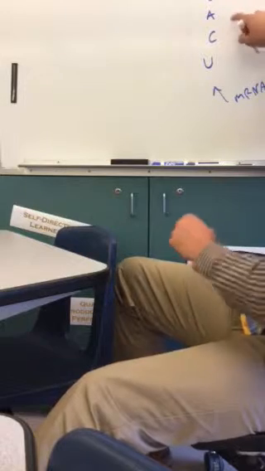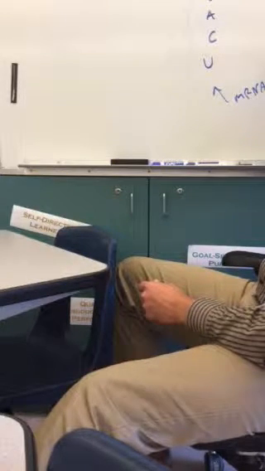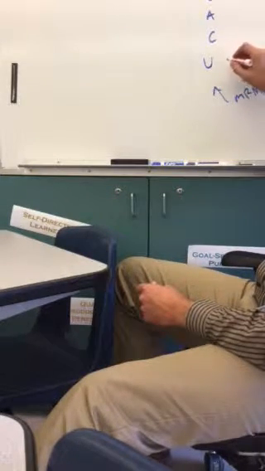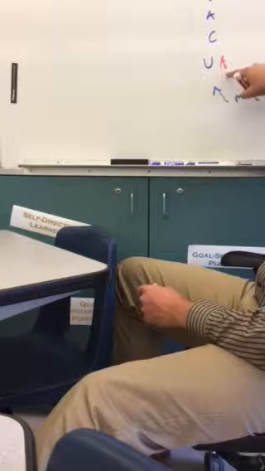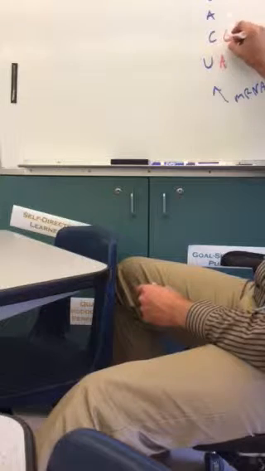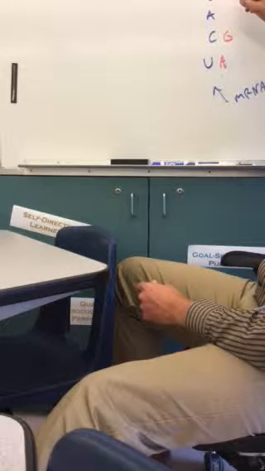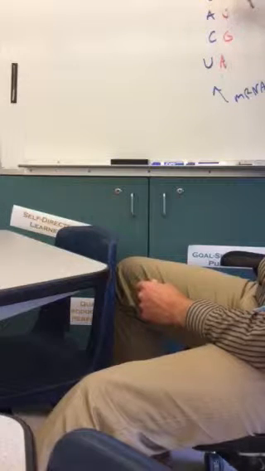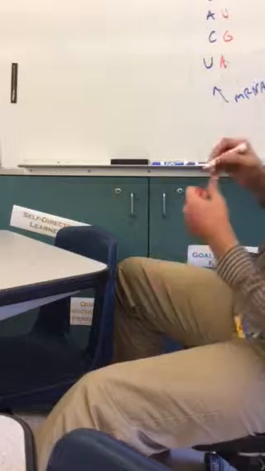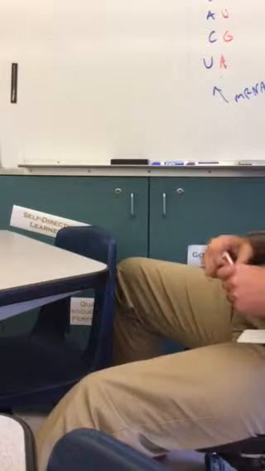UCA gets read by that tRNA. U pairs with A. Let's see if this one's right. U pairs with A. C pairs with G. A pairs with U. G pairs with C. C pairs with G. A pairs with U. Now, here's the confusing part again.